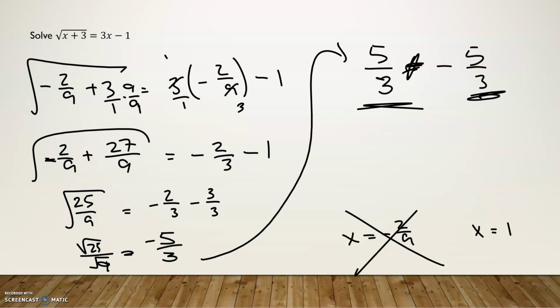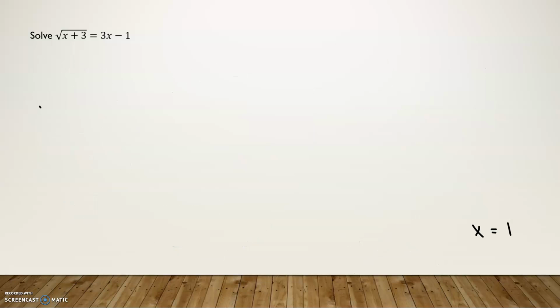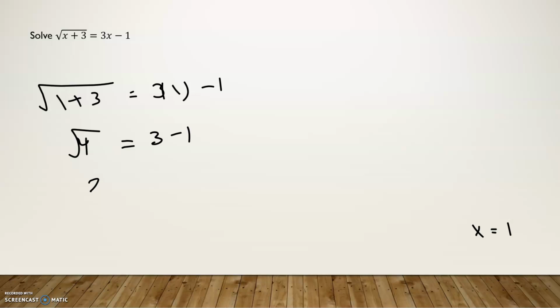Okay, let's go back and check 1. So we're going to have the square root of 1 plus 3 is equal to 3 times 1 minus 1. So this will be the square root of 4. This will be 3 minus 1. The square root of 4 is 2. 3 minus 1 is 2. Hey, that checks out, so our only answer is x is equal to 1.